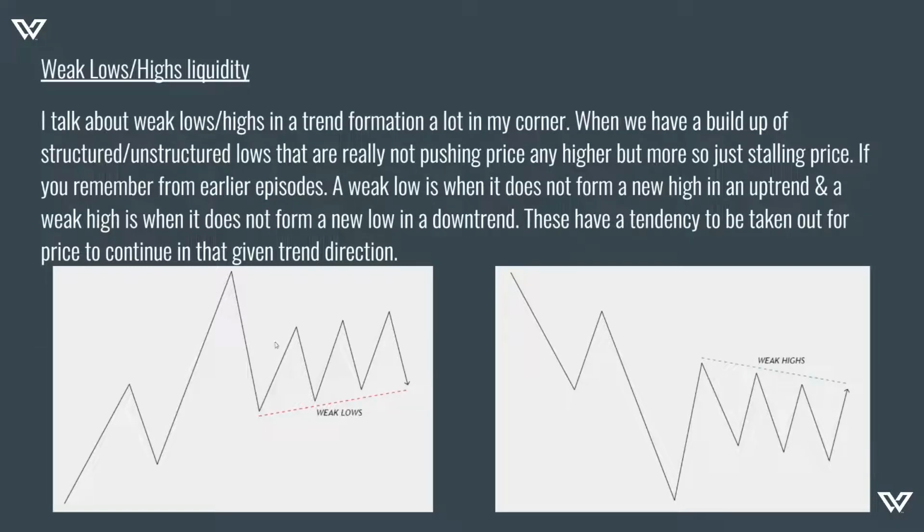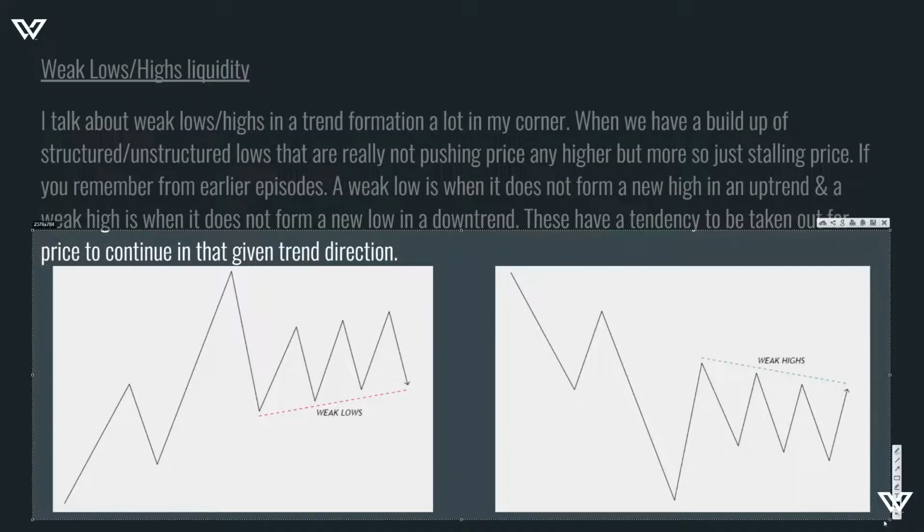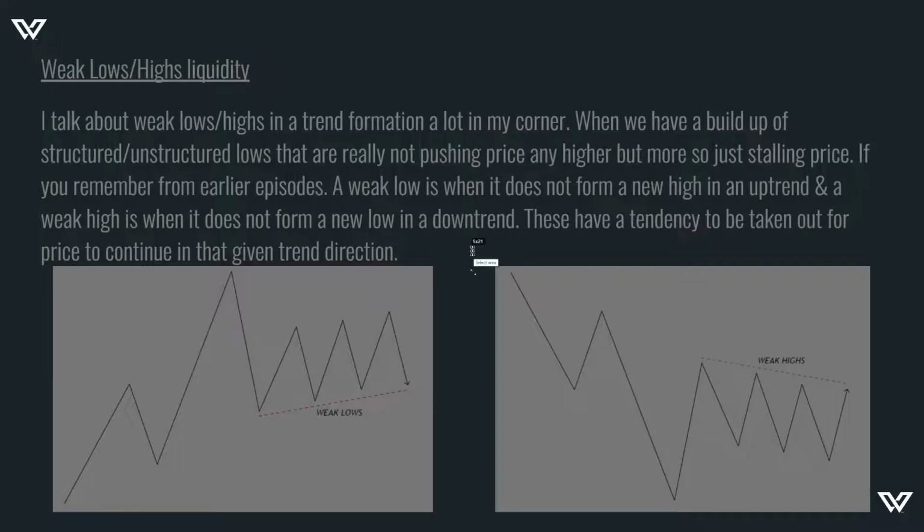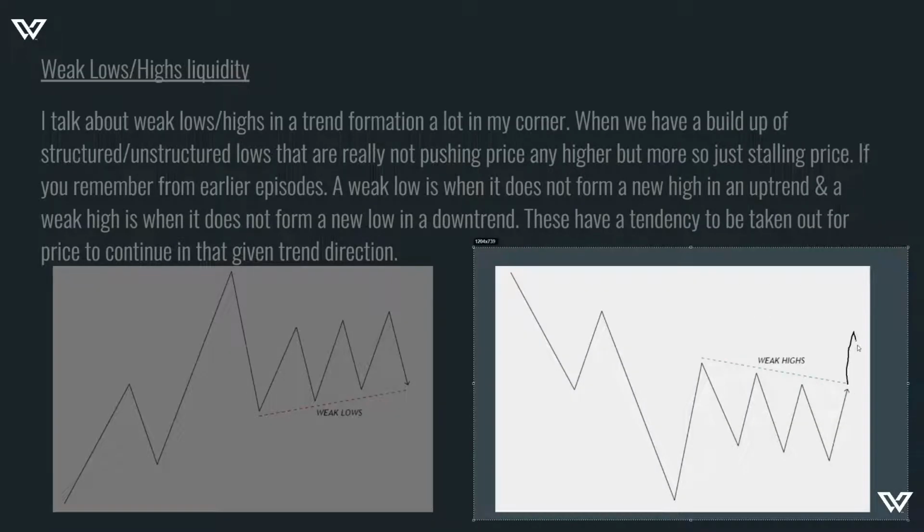Like I said, weak lows are when a low does not lead to a new high. This low here has not led to a new high, this low here doesn't lead to a new high, and then you have this build up of trend liquidity here, like this. What we're looking for is price to sweep the lows before making a new high. And same with weak highs: this high did not lead to a new low, so for this to go to a new low, it needs to come up, sweep these highs, and then it will look to trend down.